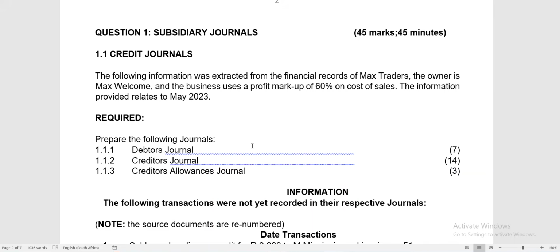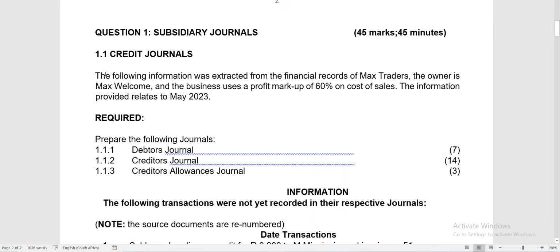In today's, or this morning's, lesson, we're going to be looking at how to complete the subsidiary journal. I'll be working through a project that was written in Gauteng last year for grade 10. I hope that at the end of this lesson, you'll be able to complete the journals on your own and also be able to post. But for now, I'll only be focusing on how to record in the subsidiary journal.